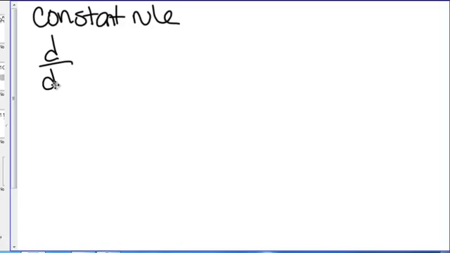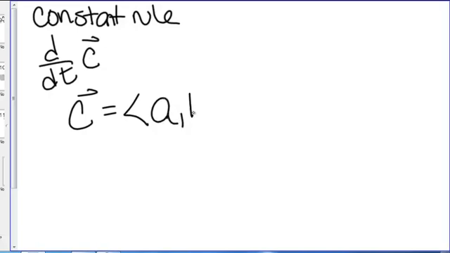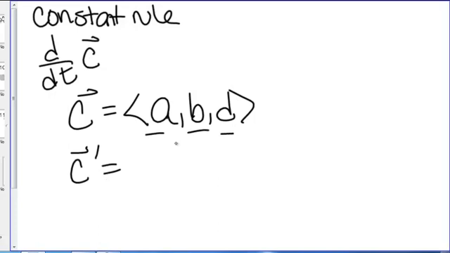So let's go ahead and prove just a few of these. Let's start with proving the constant rule. So we have the derivative of vector c, where c is a, b, d, and these are constants. Well, if we take the derivative of this, we take the derivative of each of our parts, so we get 0, 0, 0, since the derivative of a constant is 0.